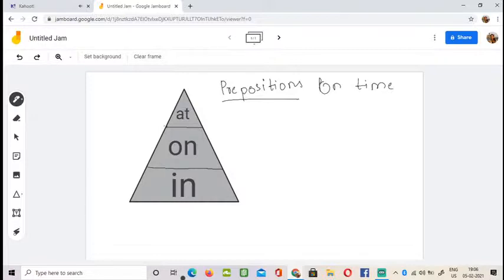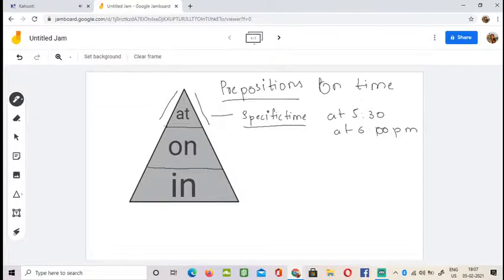If you see this, this is a simple trick. At is in the narrowest position. At is at the top, and here it is so narrow. So if it is narrow, we will consider it a specific time. At will describe only a specific time, for example, at 5:30, at 6 p.m. At will describe only a small amount of time.